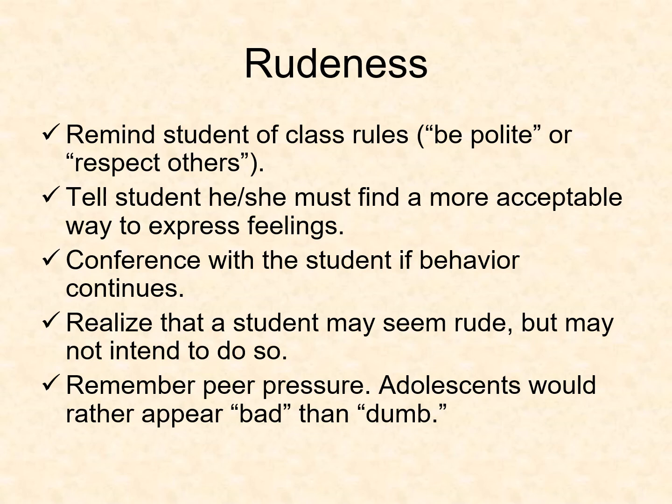If the student continues that behavior, again, rely on your rapport with the student, with your relationship. Do a one-on-one conference with that student. In that process, realize that some students to you may seem rude, but maybe to them they're not aware of that. They don't think they are being rude. So have a conference, talk to them, don't make assumptions, try to understand and help them to understand as well. Open communication. And remember peer pressure. Remember that in front of other students, many adolescents would rather appear to be bad rather than appear to be dumb.